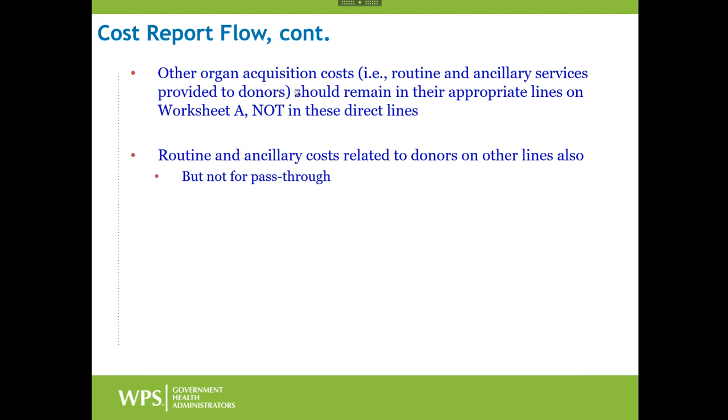Now, as I said, the other organ acquisition costs, your regular routine and ancillary services from the hospital that are provided to the donors, and that's the key thing. We are talking mainly living donors here, and obviously that only generally is for certain organs, but there are costs related to deceased donors as well, caring for the body, just the various services that need to apply there. So we have those types of costs, but those should remain in the appropriate lines on Worksheet A, not in the direct lines. Again, they'll be in their own routine or ancillary cost center.